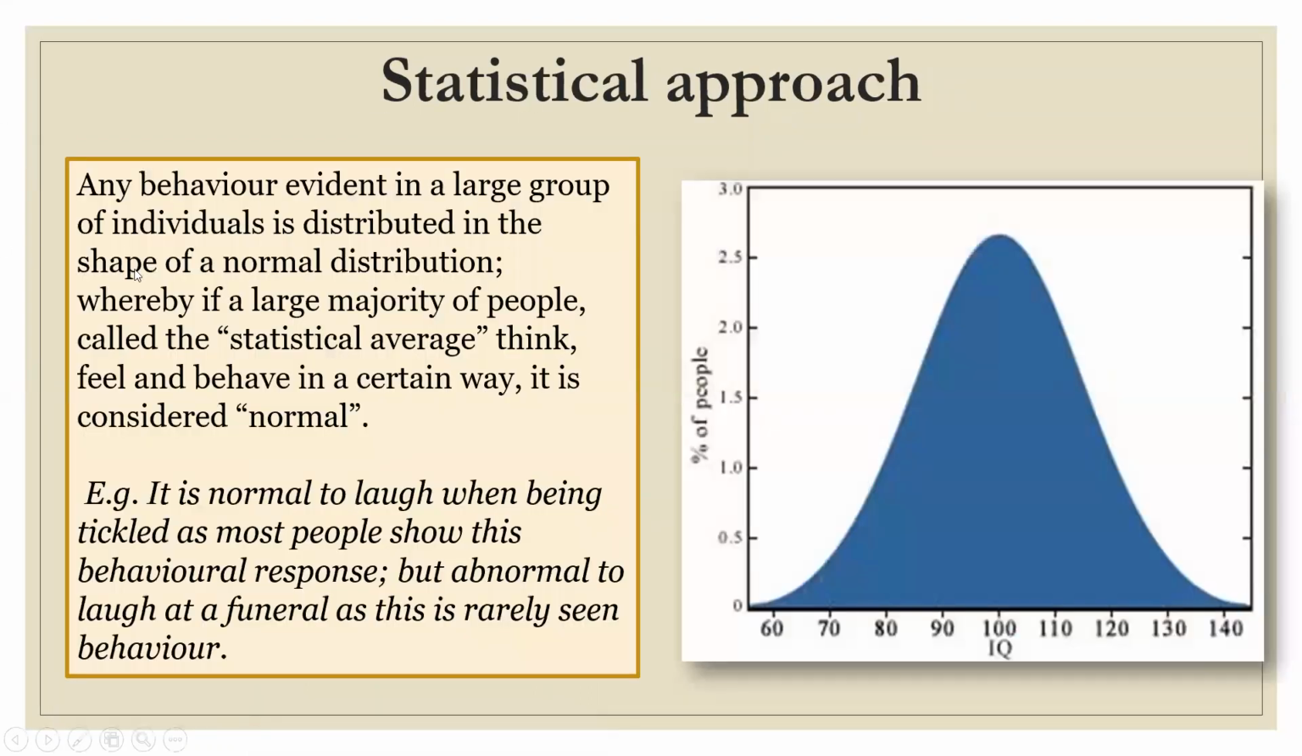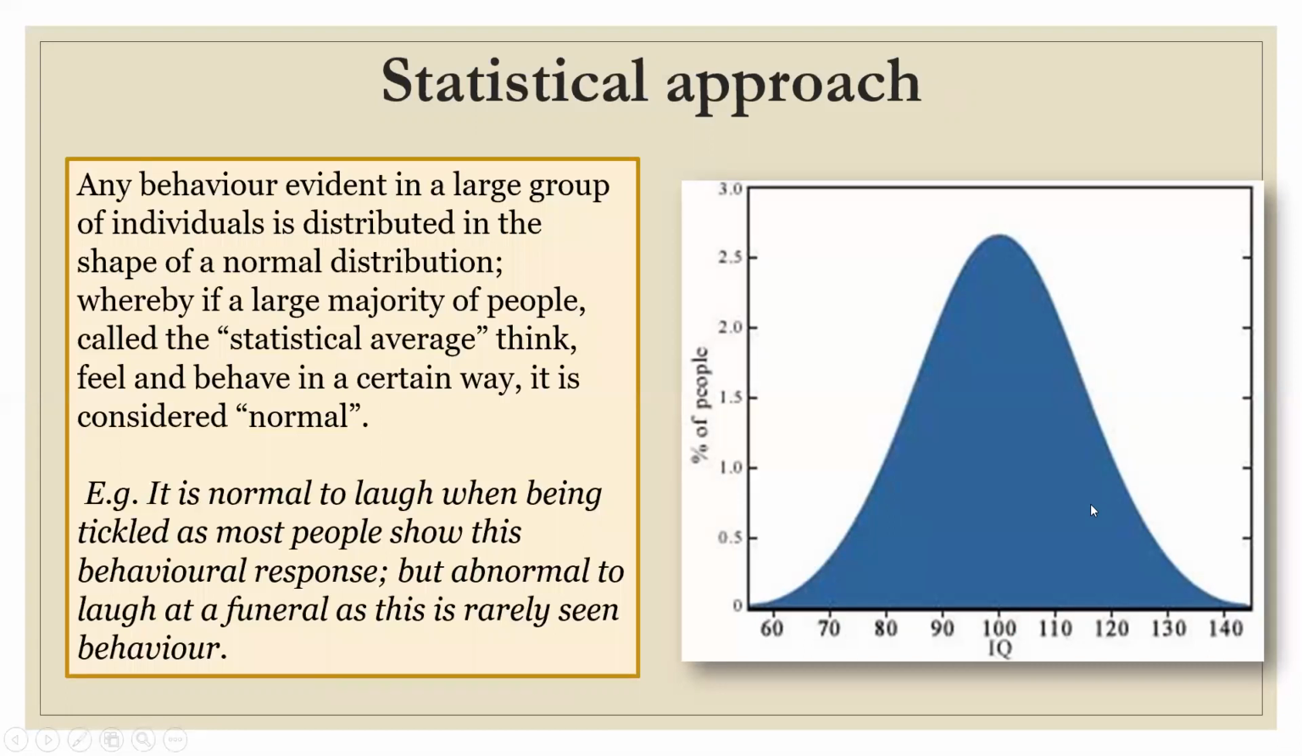So the next approach to normality that we're looking at is called the statistical approach. Now, the statistical approach is basically talking about the fact that if we draw up a normal distribution of people, the point right in the middle, that peak, is the normal, the mean average. Whatever you see on the two opposite sides are your extremities, so the very rare things that happen. And what's in the middle is still common.